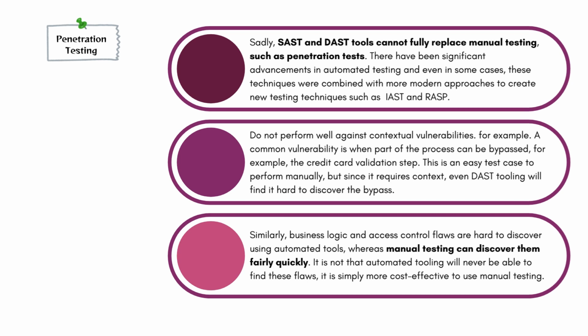Similarly, business logic and access control flaws are hard to discover using automated tools, whereas manual testing can discover them fairly quickly. It is not that automated tooling will never be able to find these flaws, it is simply more cost-effective to use manual testing.